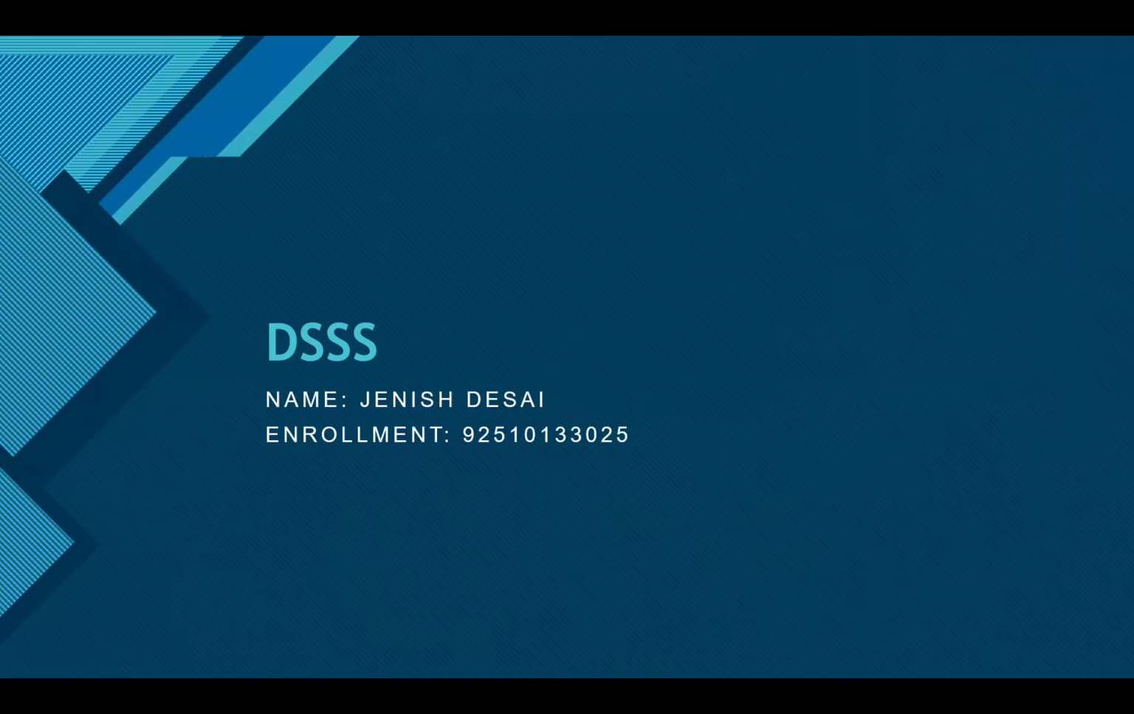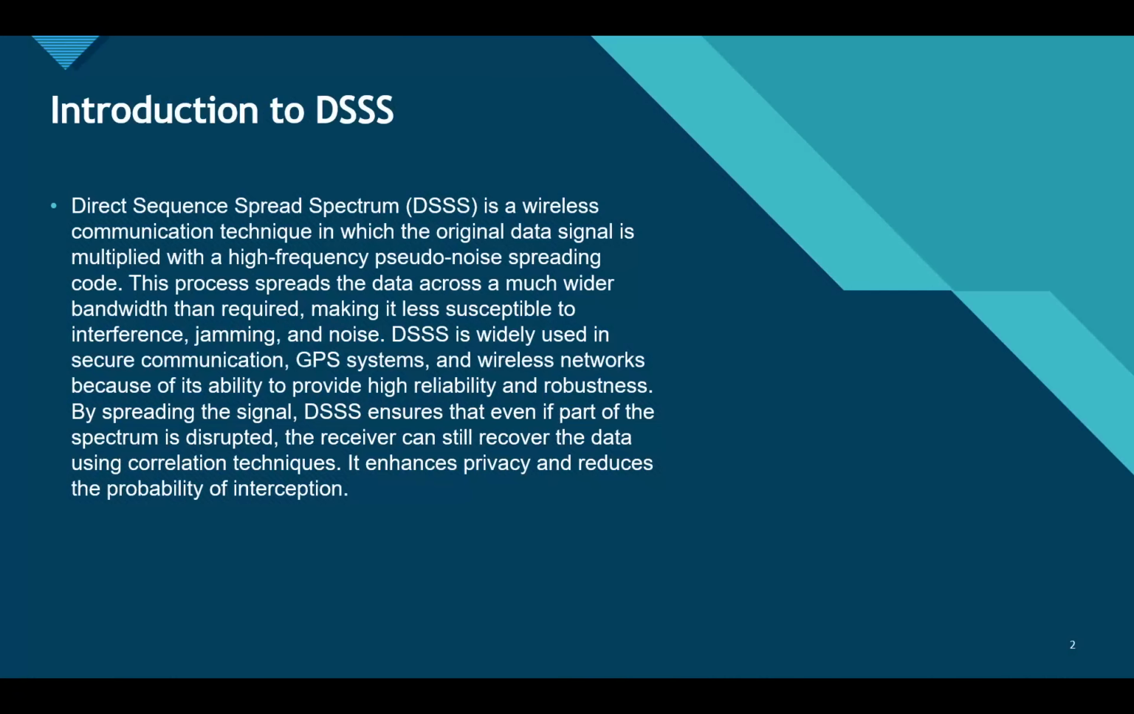Today I am going to explain direct sequence spread spectrum, commonly known as DSSS. So first of all, introduction to DSSS. DSSS is a wireless communication technique where the original data signal is multiplied by a high frequency pseudo noise code. This pseudo noise code spreads the data across a much wider bandwidth than what is actually needed. Because the signal is spread out, it becomes much more resistant to interference, jamming, and noise.